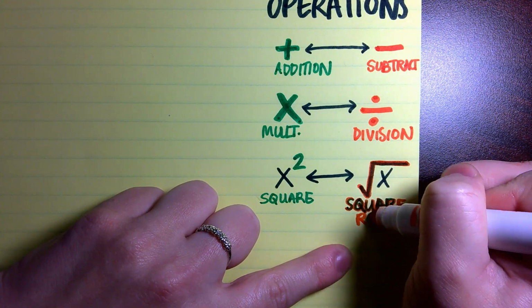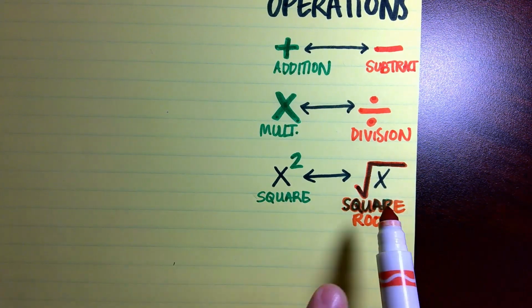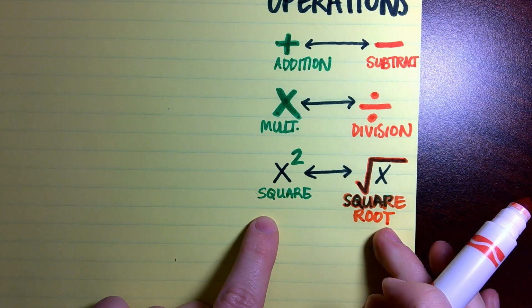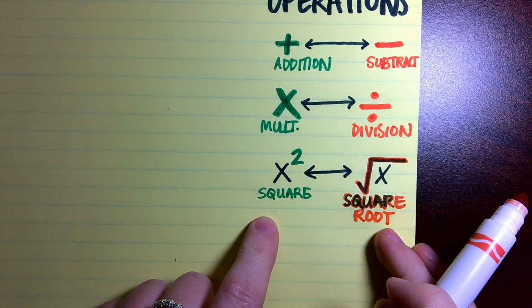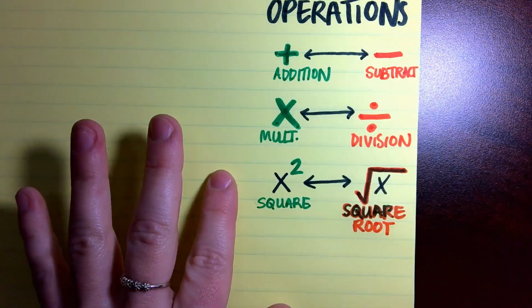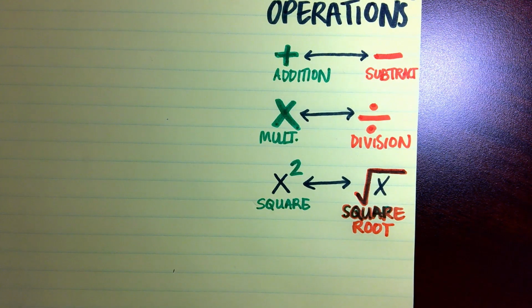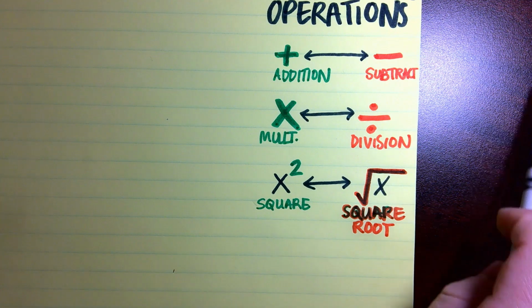Square root. Okay. So we're not going to be doing too much with this just yet. I just want you to be aware that it exists. So if you are taking notes, you've got it all in one place. So those are our opposites here. We've got addition and subtraction. Those are opposites. Multiplication and division are opposites. And then squares and square roots are opposites.